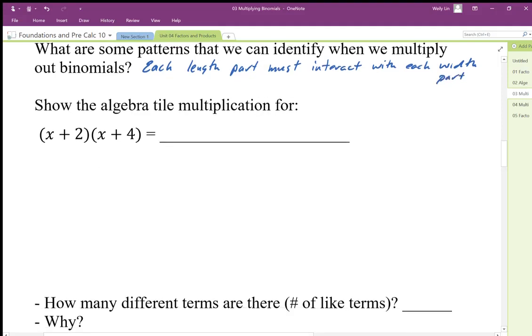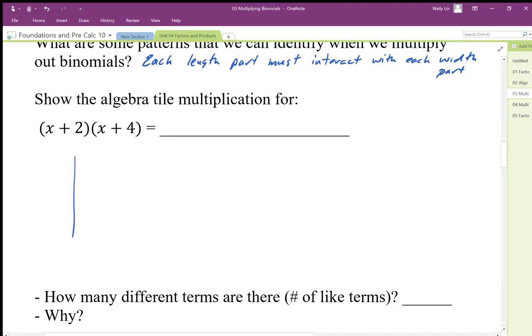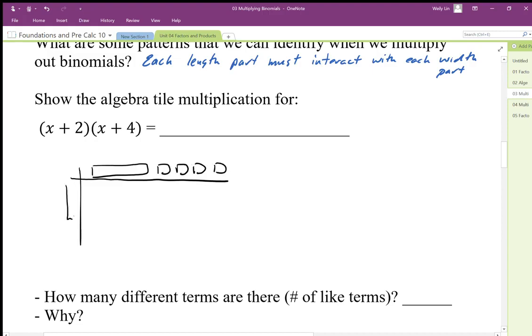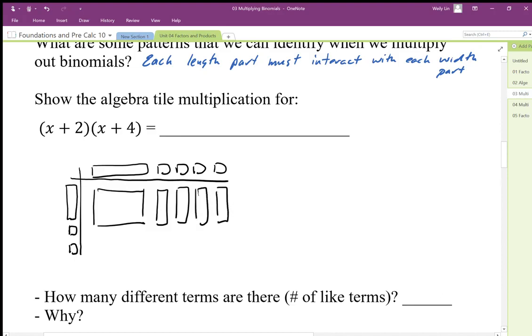Okay, so if I'm going to show the algebra tile multiplication for this, what I'll do is I'll show my length and width. Okay, so I have my length and width here. It's going to have an x plus 4 ones. Here I'm going to have an x plus 2 ones. I'm going to end up with an x squared, 1x, 2x, 3x, 4x. So I'm going to show the interaction of this multiplication.